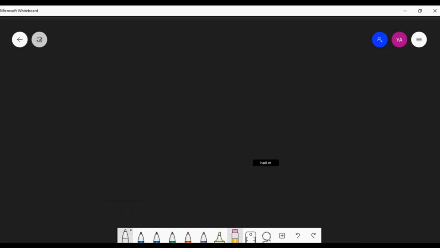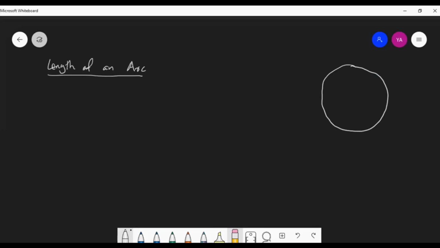Look here. Next we discuss the arc length, the length of an arc. This is almost the same idea. I have drawn one circle here and I mark some arc on the circle. I join the endpoints of this arc with the center, and suppose this angle is X and the radius is R. So we want to find out the length of this arc.